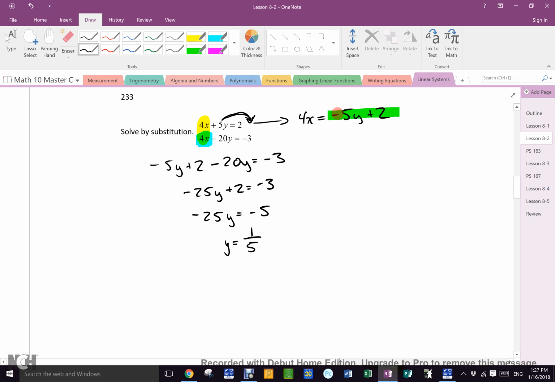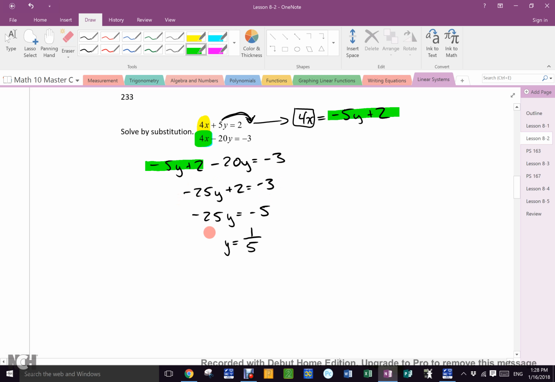Are you okay with that? Now please notice, 4x equals that. The whole thing, not just x, 4x equals that. So down here, I had a 4x. So instead of writing 4x, I wrote the negative 5y plus 2. I don't need to multiply it because negative 5y plus 2 equals 4x. So it was already multiplied for me. And then I kept the 20y.